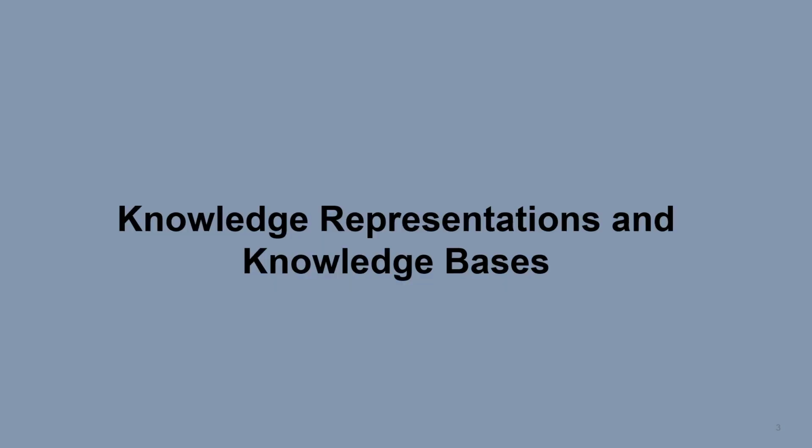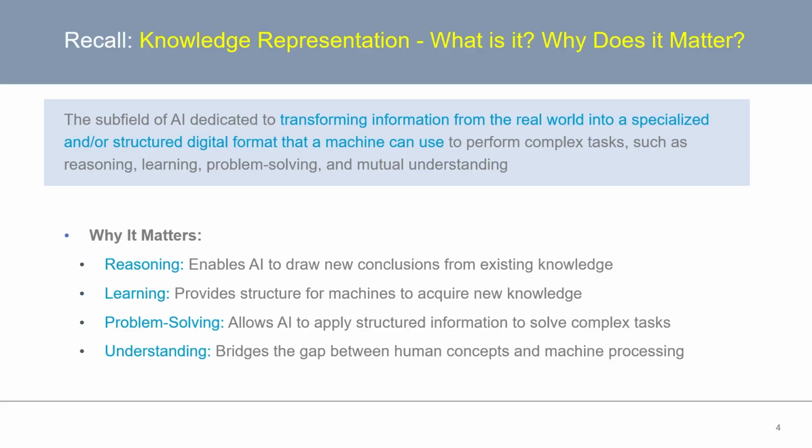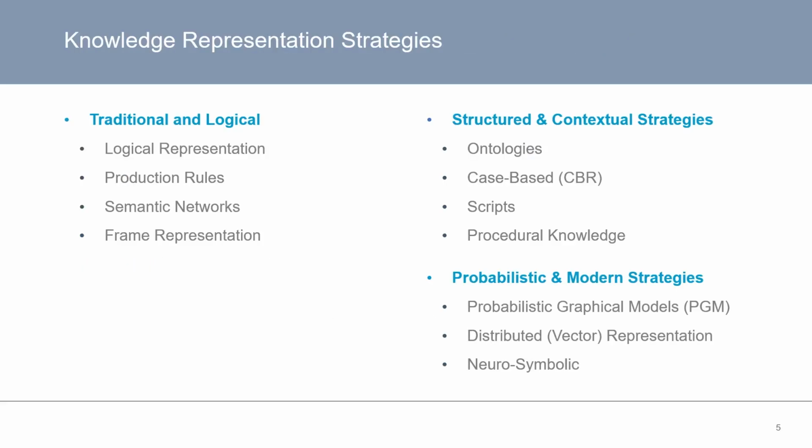Let's start off with knowledge representations and knowledge bases. Recall that the topic of knowledge representation is a subfield of artificial intelligence dedicated to transforming information from the real world into a specialized and/or structured digital format that a machine can use to perform complex tasks such as reasoning, learning, problem-solving, and mutual understanding. We previously introduced a number of knowledge representation strategies that are commonly used in artificial intelligence, categorized here as traditional and logical strategies, structured and contextual strategies, and probabilistic or other modern strategies.